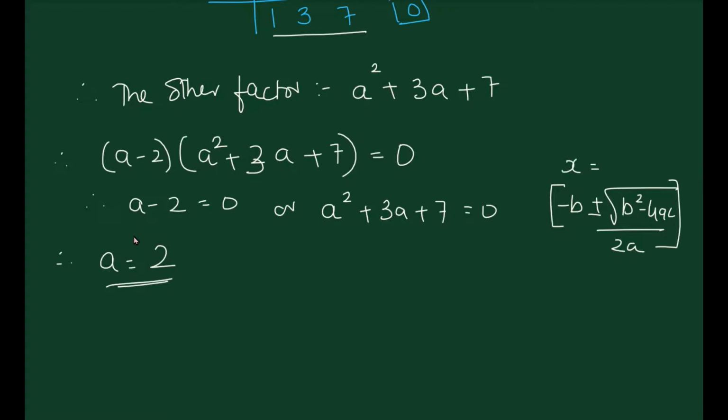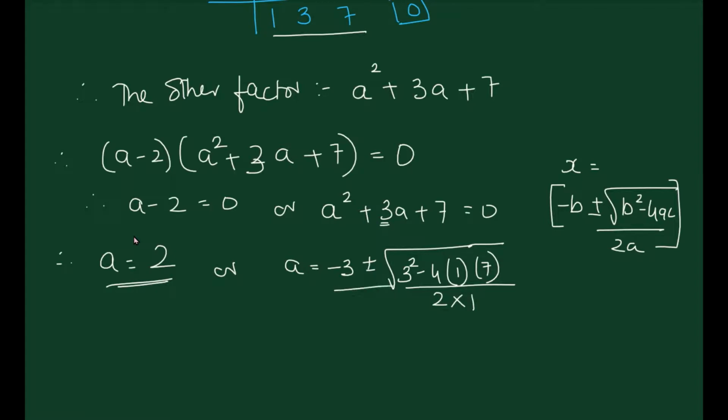In this case, the roots of a are given by this particular formula, whereby a is equal to minus b. Now the b term, the second term is 3. So minus 3 plus or minus root of b square minus 4ac, or 3 square minus 4 into 1 into 7. Okay, here a, b and c is 1, 3 and 7 upon 2a, upon 2 into 1 in this case. Okay, then a becomes this way, that is minus 3 plus or minus root of 9 minus 28 upon 2.